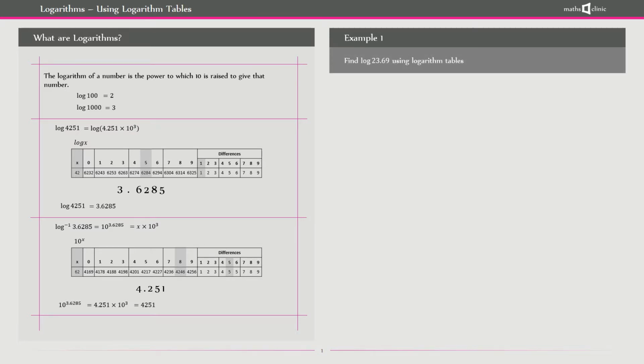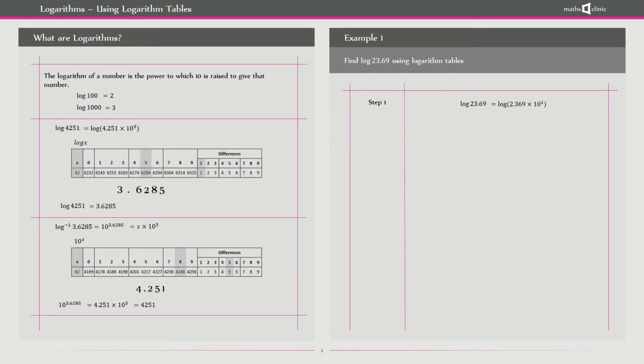So we have example 1, and example 1 says find log 23.69 using logarithm tables. To do this very simply, the first thing we want to do is convert 23.69 to standard form. So we have log 23.69 equals log 2.369 times 10 to the power of 1. Now for our logarithm, we already have our whole number. Our whole number in this case is going to be 1.